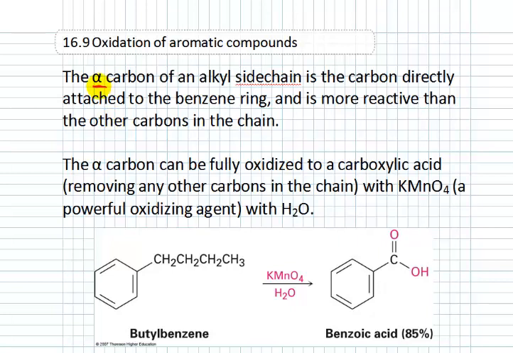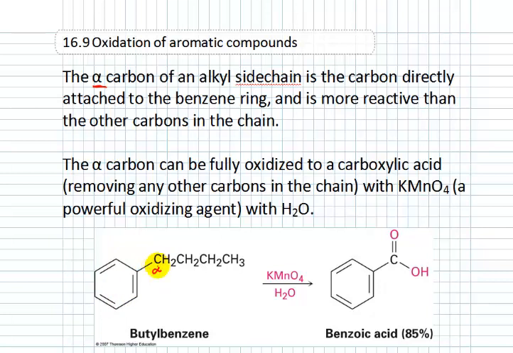We've dealt with alpha carbons before. The alpha carbon is the one that's attached to the interesting part of the molecule. So if we have an aromatic ring here, the alpha carbon is the carbon that's directly attached to the ring. It's not a member of the six-membered benzene ring. It's the first carbon on the alkyl side chain.